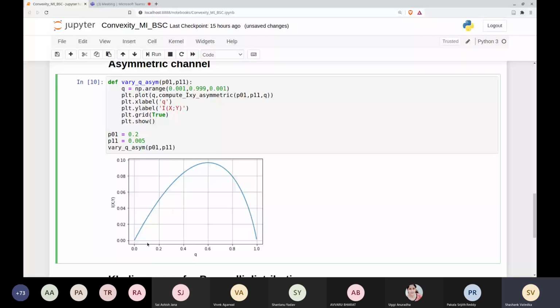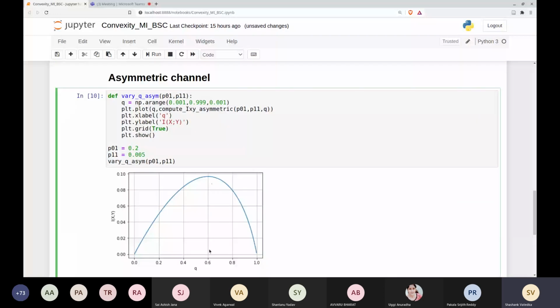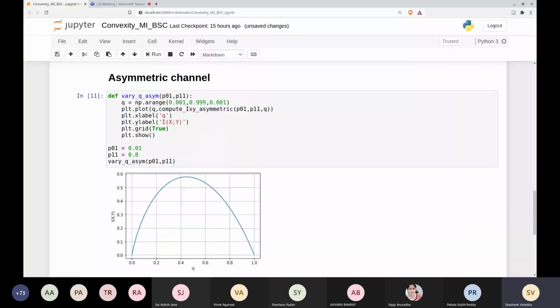But now we see that the mutual information is not maximized when Q is equal to half. It's around 0.6. So for a binary asymmetric channel, the maximizing input distribution need not be uniform. Let's see if I change P01 to be 0.01 and P11 to be maybe 0.8, then I get something like this. Once again, the maximizing input distribution is not uniform. It's something close to uniform, it would be Bernoulli 0.45 or so. But the mutual information is still a concave function of Q.